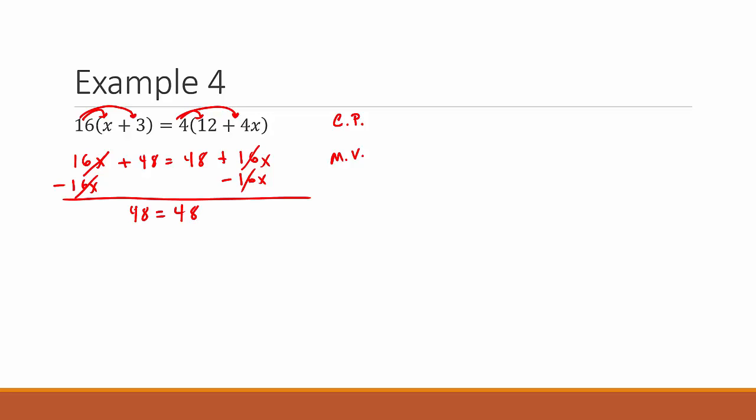Now, this is a special equation. This tells me that it does not matter what real number I plug in for x, I will always get a true solution. So since what I have left is true, when my variables cancel completely out and the statement that I have left is true, my answer is all real numbers.